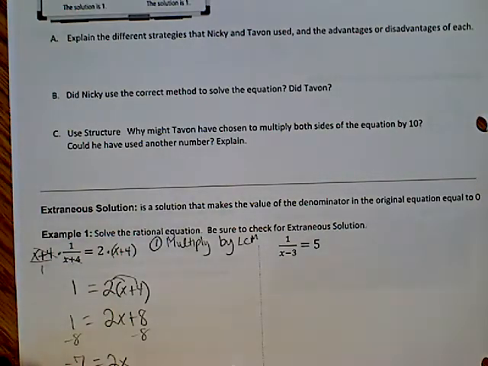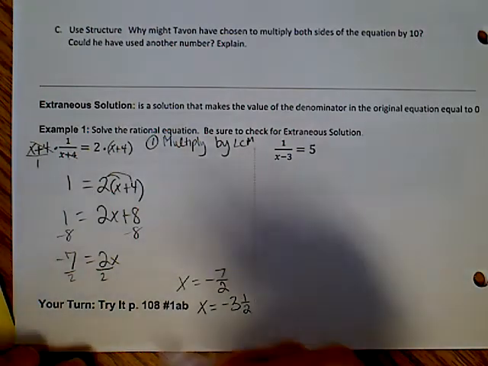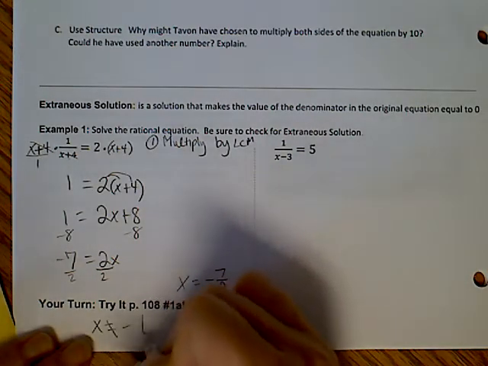Okay? Oh, you can't see. I'm sorry about that. Now, the extraneous solution business would be that I couldn't have a -4. X cannot equal -4.